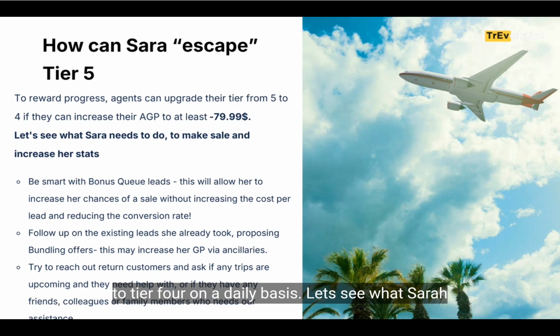Let's see what Sarah came up with to improve her stats and performance. Since new marketing leads are not likely, Sarah knows her best chance is the bonus queue. She will search leads with desirable itineraries, like North America to Africa or Asia, with travel dates no earlier than 3 weeks from now, and that were not in the bonus queue for a long time. She will also take a sneak peek at the feedback left by previous agents. She will also keep working on her current leads.